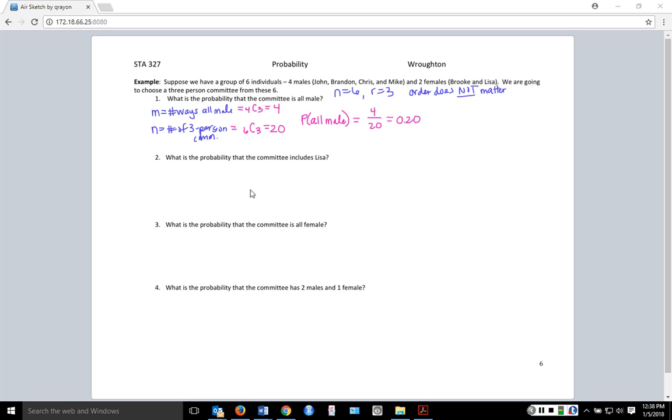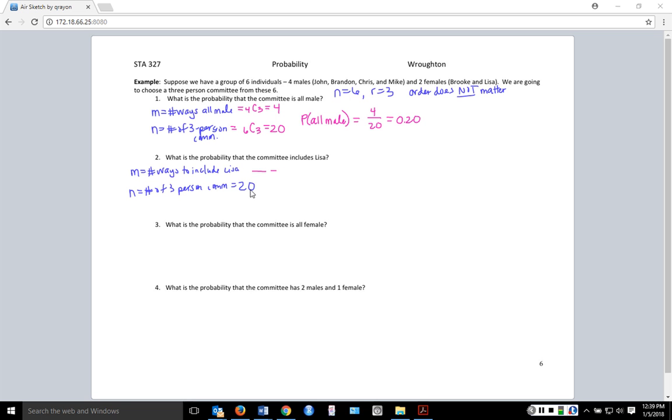For number 2, we're going to figure out the probability that the committee includes Lisa. So m is the number of ways to include Lisa. N, notice, is still the number of 3-person committees. So that's still going to be our 20 that we had from above, because I haven't changed the setup at all. M is where I have to start thinking now.